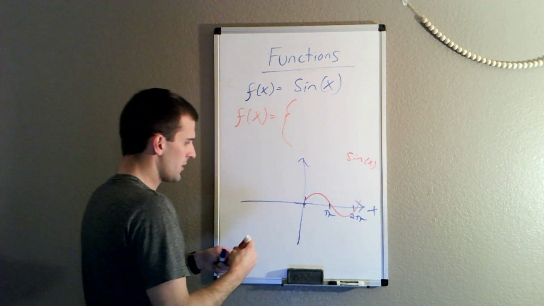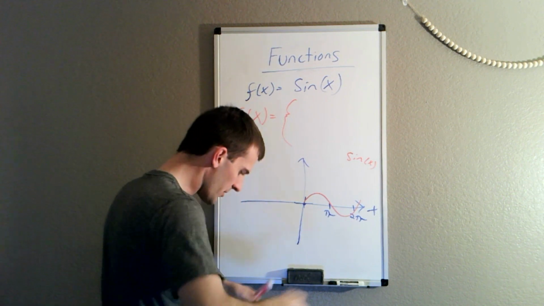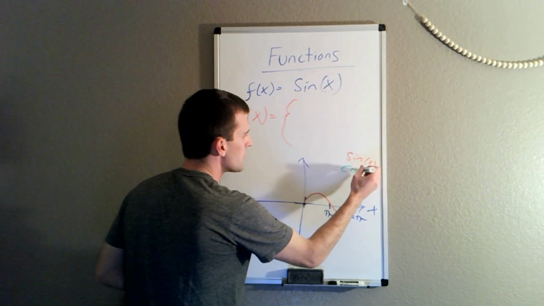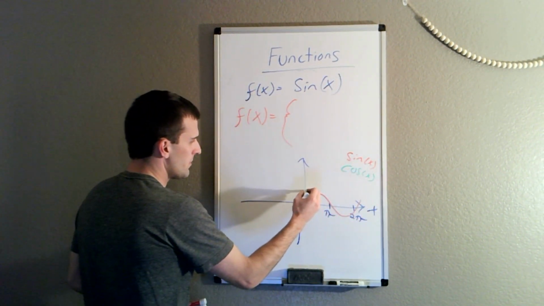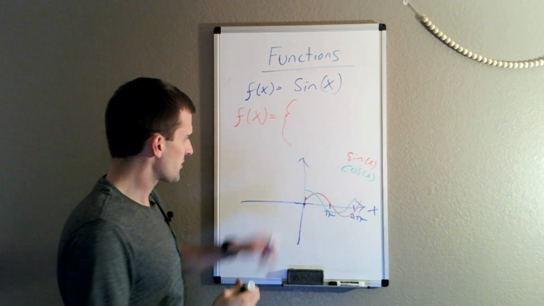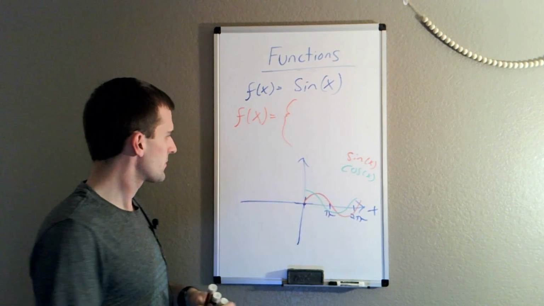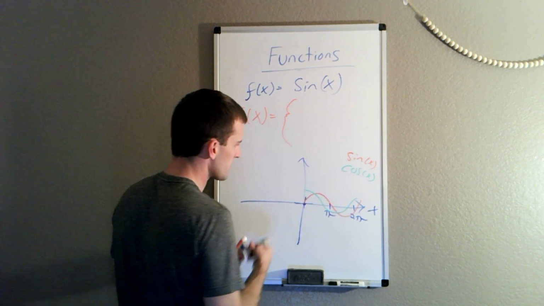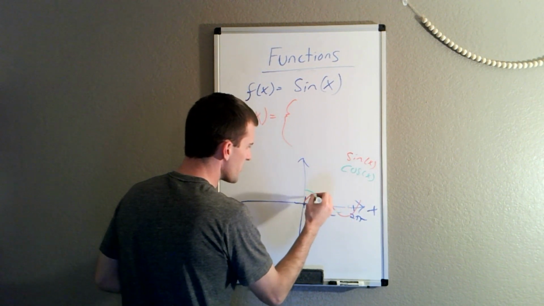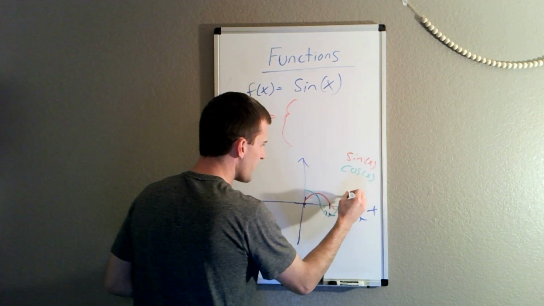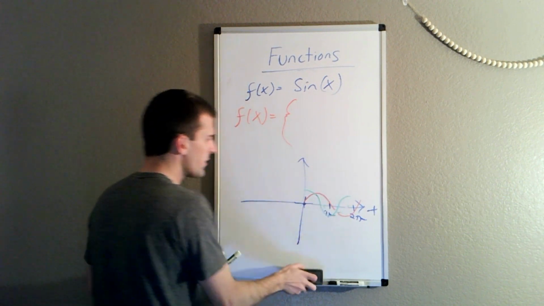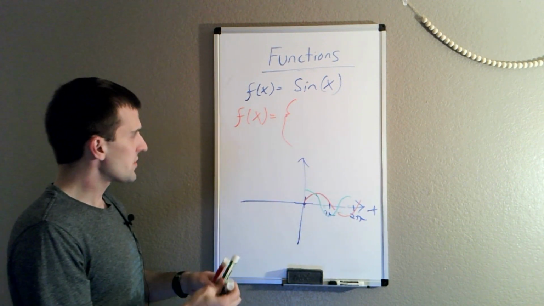I'll use green. So cosine of x is going to look more like this. So it's going to start at a value of 1 and then oscillate from there. It's slightly poorly drawn. It should be more like that. All right, so I'm going to leave that up there for now, just as a reference.